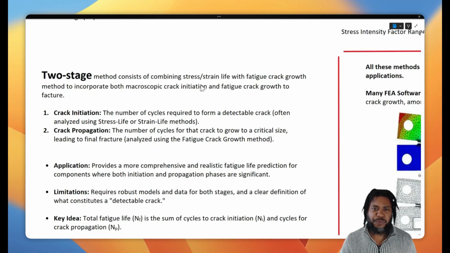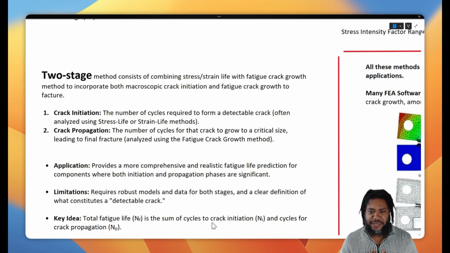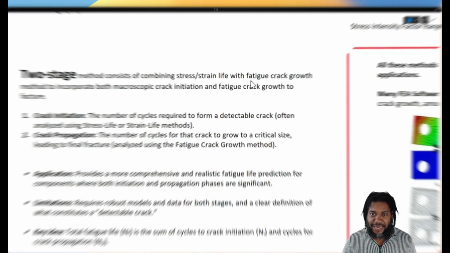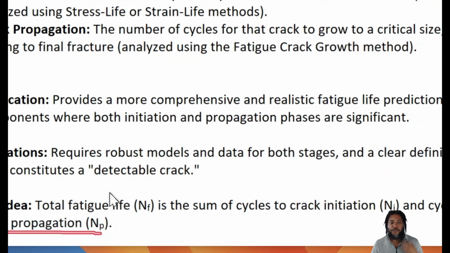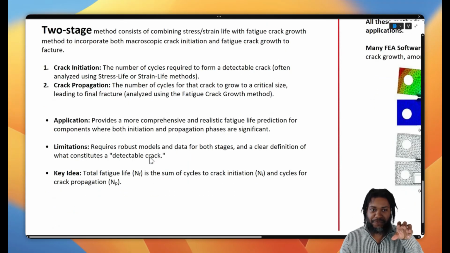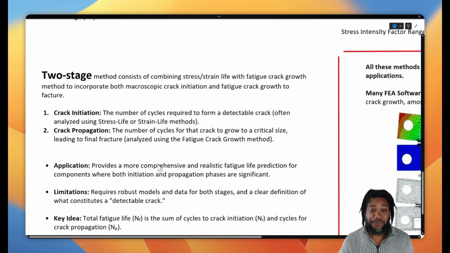So instead, we can use the stress or strain life approach to figure out the cycles to initiate a crack. And then once it's to that size we can detect, we can apply the fatigue crack growth method to figure out the cycles for propagation of our crack and then predict both initiation and rupture. Now, this two-stage approach requires a lot of data and many different types of experiments, but this allows us to map the entire 3 stages of fatigue crack growth behavior within a structure, right?